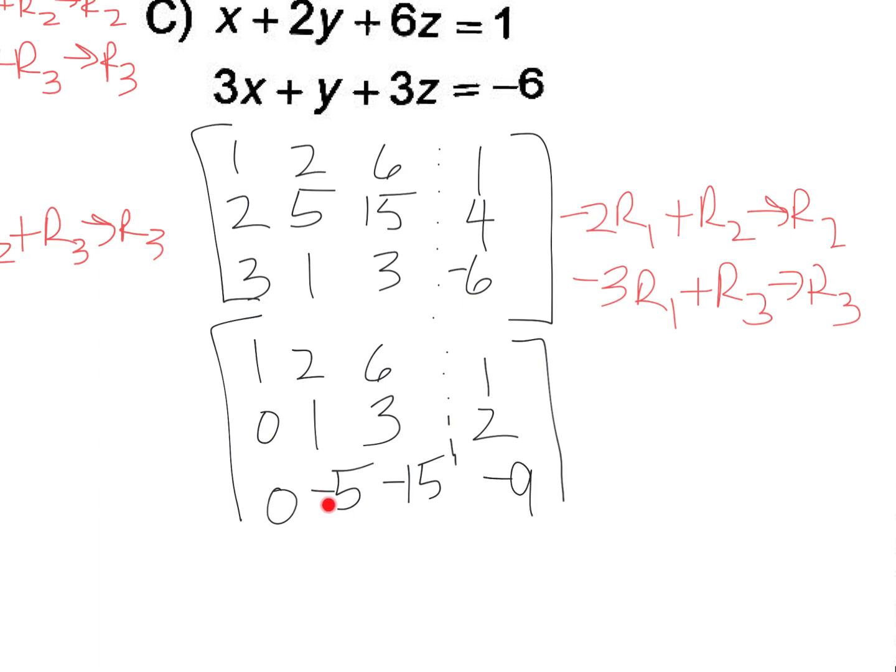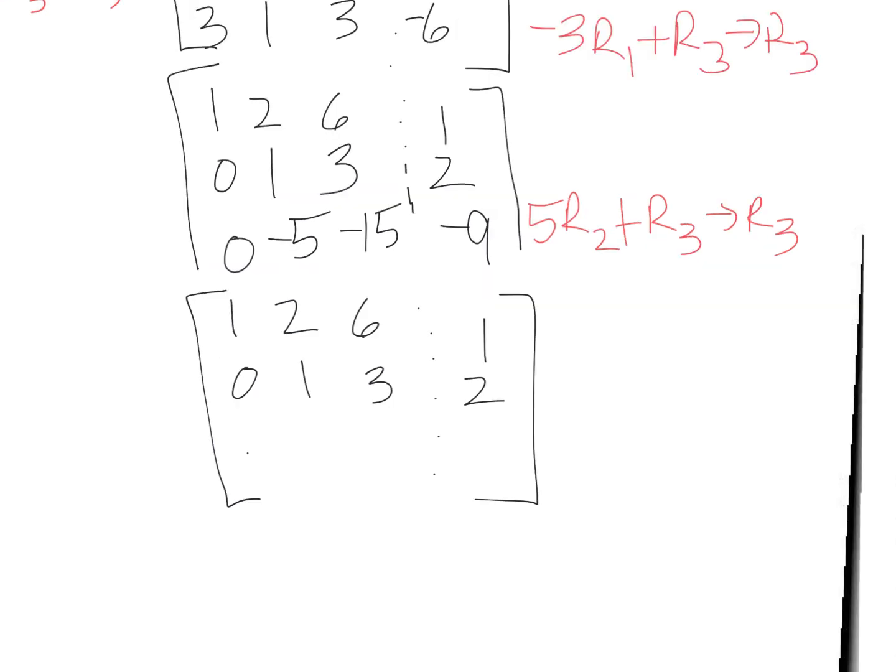Now our goal is to eliminate this, so I'm going to multiply this by 5 and add it to that. So that would be 5 times r2 plus r3 gives us a new r3. To do that, we do 0 and 0 will give us 0. 5 times r2 plus r3, so 5 times this plus that is 0. 5 times that is 15 plus negative 15 is 0. 5 times that is 10. 10 plus negative 9 is 1.